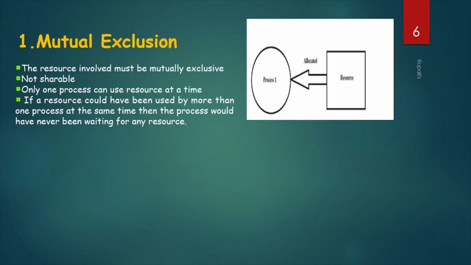If a resource could have been used by more than one process at the same time, then the process would never have been waiting for any resource. So, in case of mutual exclusion, only one process can hold one resource. No other process can hold that resource.